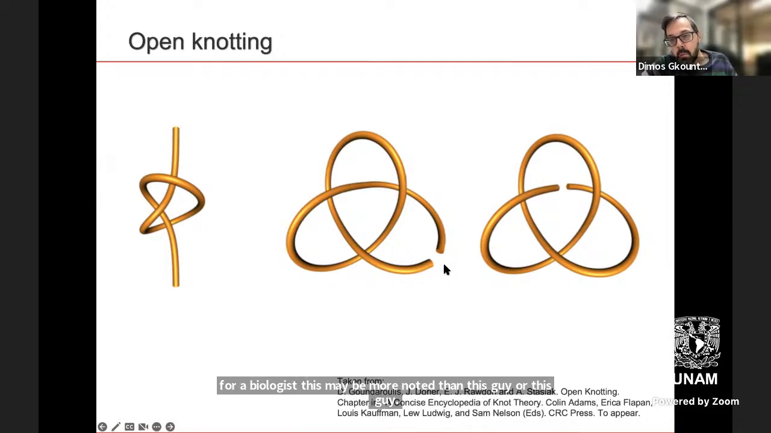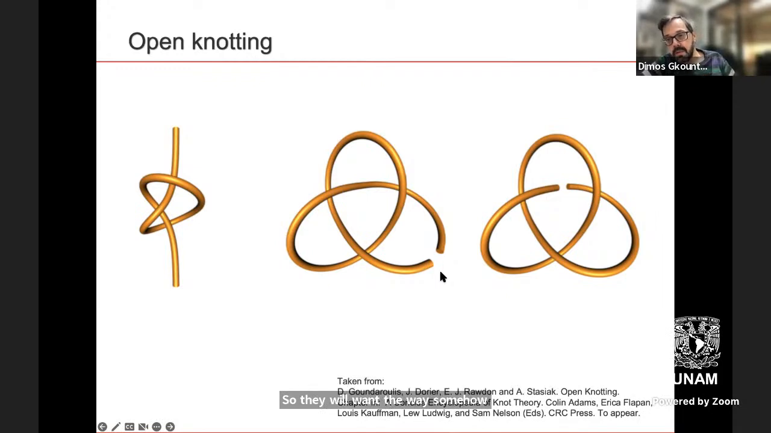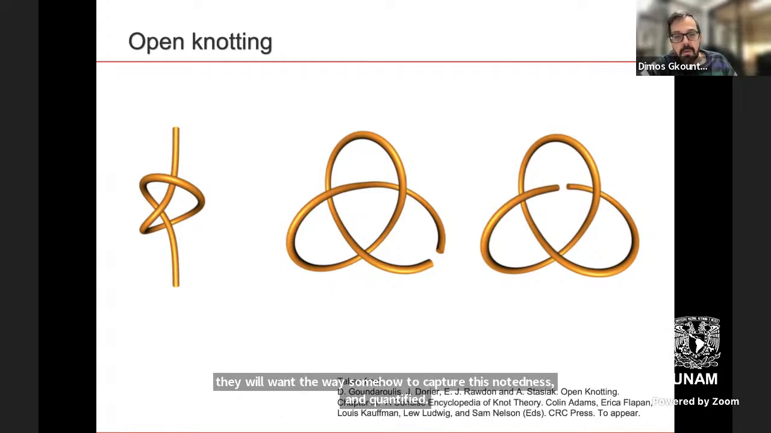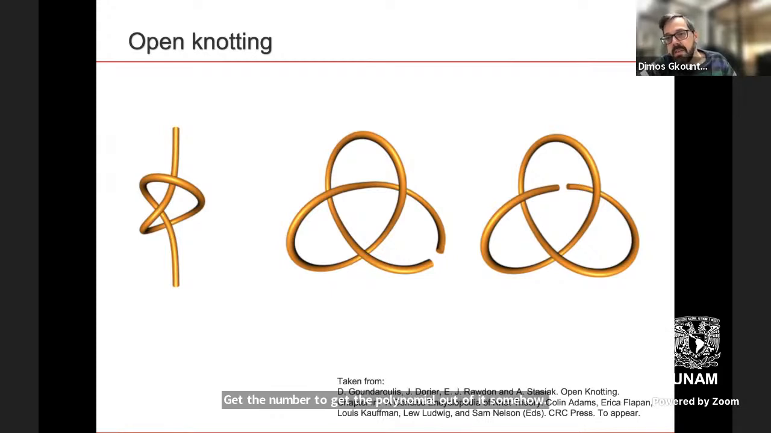So they will want a way somehow to capture this knottedness and quantify it, get a number, get a polynomial out of it somehow. So what they do is they know basic knot theory from the 80s and the 90s, and they say, okay, to get a knot out of that, we just need somehow to connect the endpoints. There are various ways which are heuristics. There is no clear theory here, okay? This is an open question in the field, in math and in protein topology: what's the best, the most mathematically robust way to close a curve.